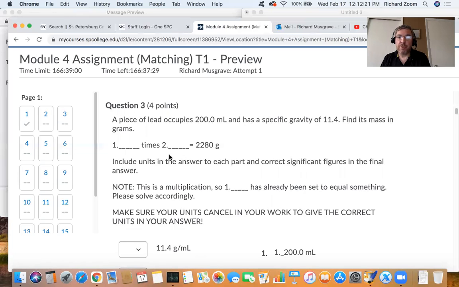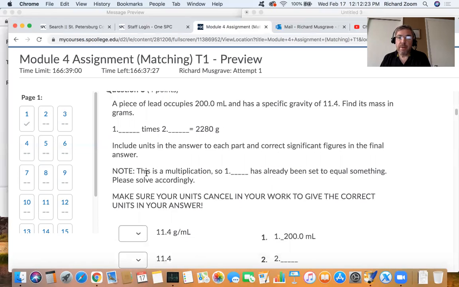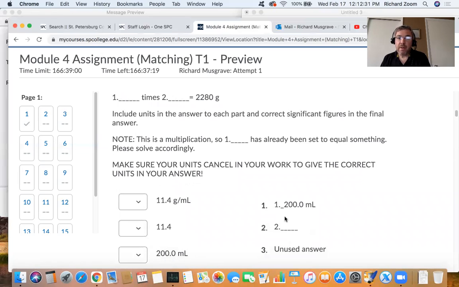So in order to make it so that the program knows what you're doing, you'll see that there's a note in the question that says this is a multiplication. So 1 has already been set to equal something. You can see here in the answers, number 1 has already been set at 200.0 mils. So you know that's going to be your 1 answer. The 2 answer will be the 11.4 grams per mil, and the unused answer will just be 11.4 without the units, which would be the specific gravity.